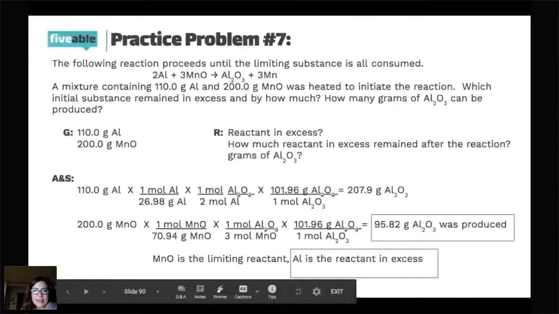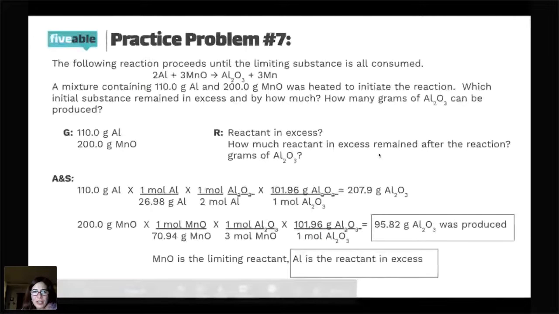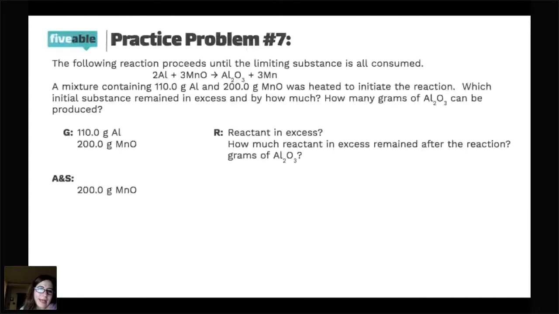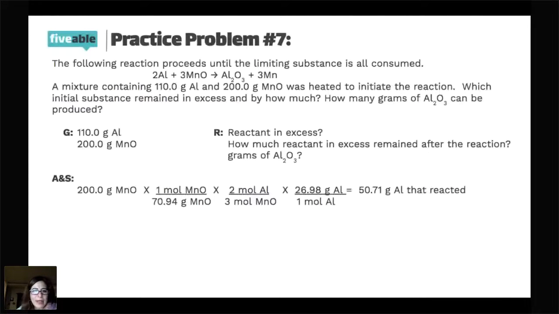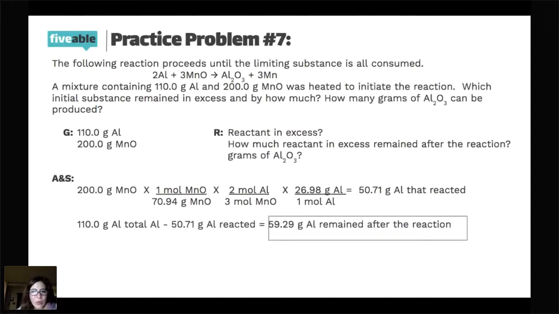Now, since they ask us how many remained after the reaction, this is where we start with the limiting again, and now do the ratio towards aluminum, towards the excess reactant. Why? Because this is going to tell us how many really reacted of aluminum. And the difference is the one that was in excess. Right? Like the extra bread for the sandwiches. This is what was extra after the reaction proceeded to completion. Okay, and then we can have our 3 answers that were required.